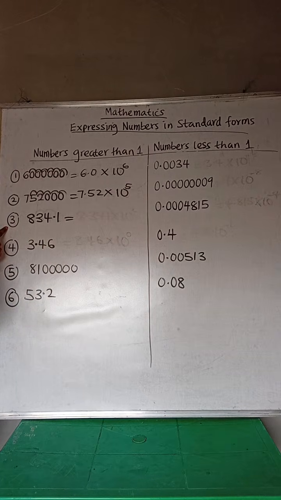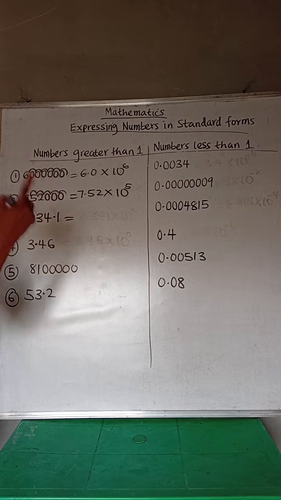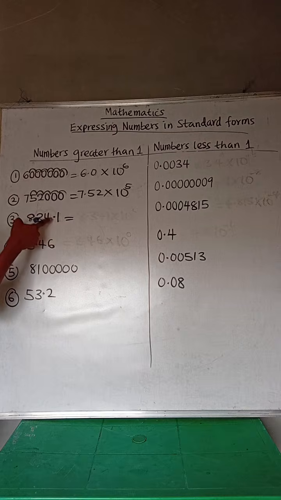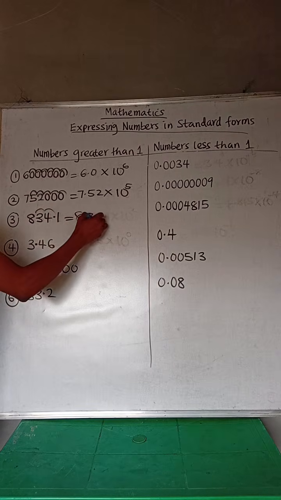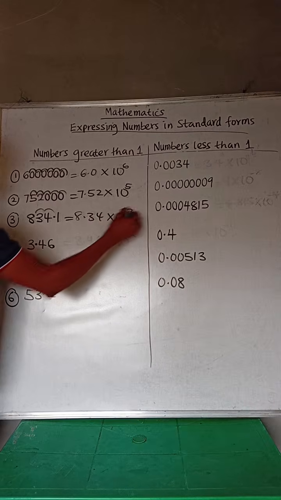Then for number 3, there's a decimal point already, but we have 3 significant figures before the point. In standard form, only one significant figure should be before the point. So we have to move from the decimal point in this case, because when there's no decimal point, you move from the extreme right leftward, but when there's a decimal point, move from the point. So that gives us 1, 2. That is 8.34 times 10 raised to the power 2.